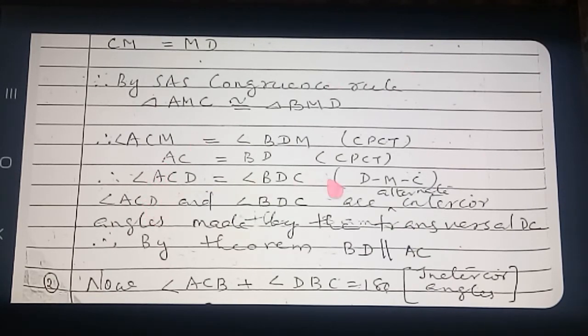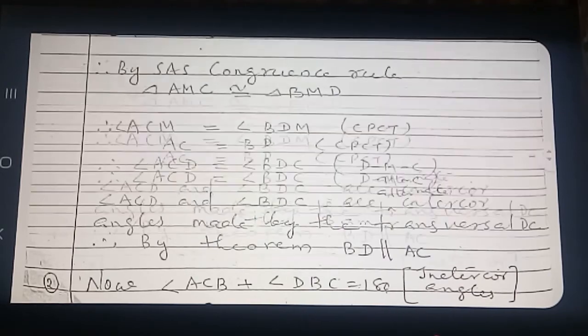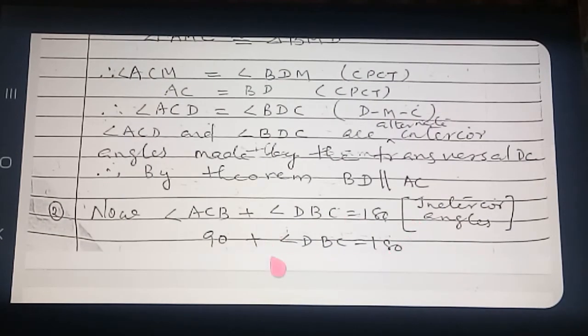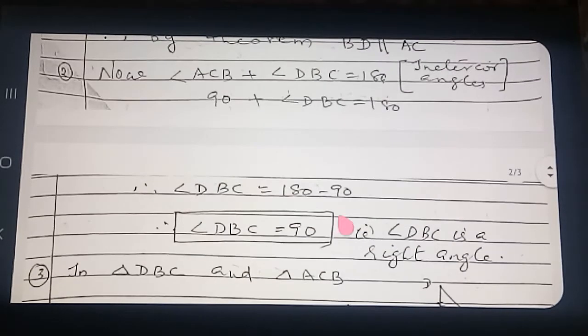Now, all the remaining points you can see here, I have written here. ACD and BDC are alternate interior angles made by the transversal DC. By theorem, we can say BD and AC are parallel. Next, what I wrote is the same: ACB plus DCB is equal to 180. Reason: interior angles on the same side of the transversal are supplementary. Okay? And ACB is 90, therefore DBC, what will you get? 90. That I have written here in full. I already explained the diagram well. So you got it clear now?